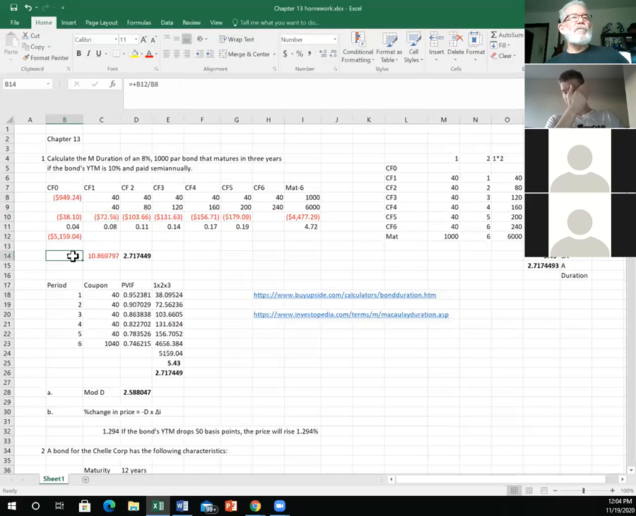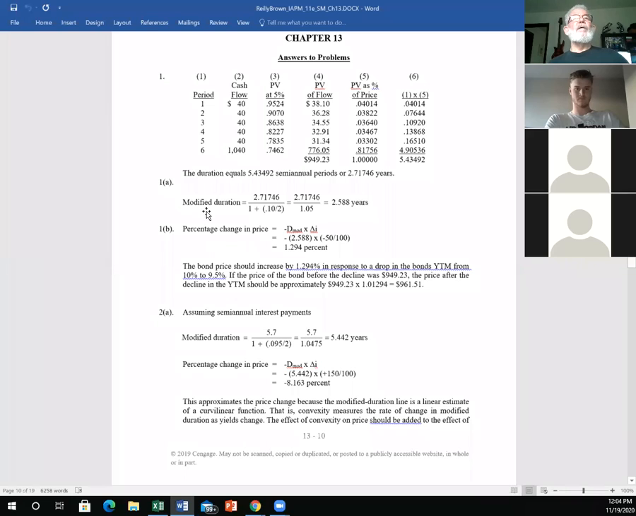And the duration is 5.43. But that's every 6 months. So I took it and then multiplied it by 2 and got 10, which is wrong. So then I went and looked at the solutions manual, and I looked at what they were doing and I got all confused.